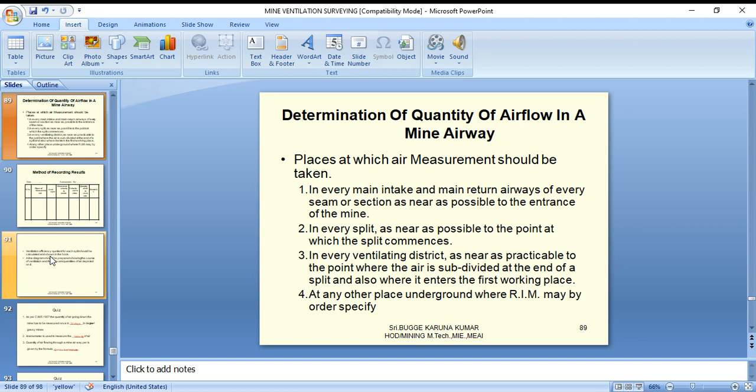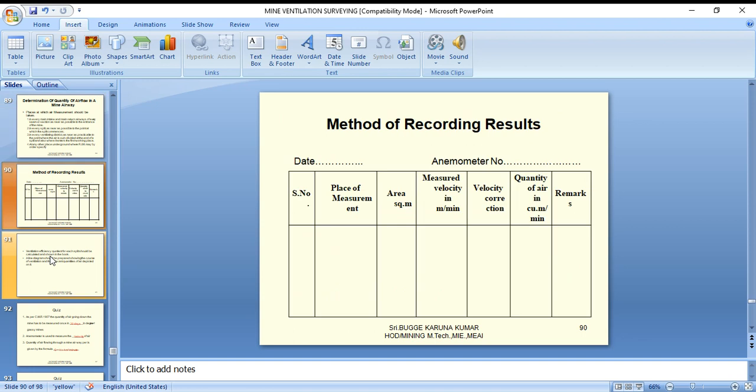In every ventilating district, as near as practicable to the point where the air is subdivided at the end of the split, and also where it is entering the first working place. Also at any other place underground where the regional inspector of mines suggests taking measurements, you have to go there. That is a pro forma.